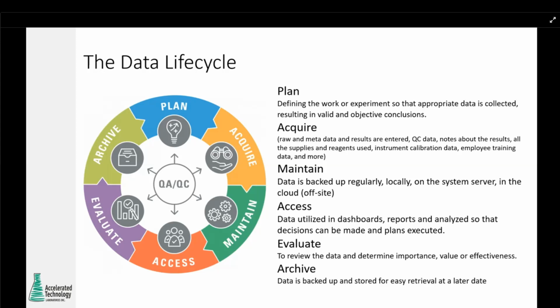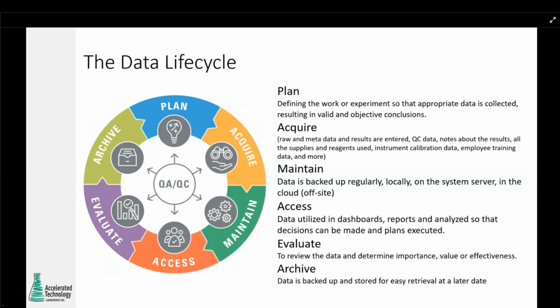And then you have to maintain that data to make sure that it is backed up regularly and oftentimes off-site as well. In the event that there's a fire or something at the facility, you want to make sure that that data is accessible by those people that need to have access to it. So with privileges and permissions, the users can have different roles. They can access the data that they need.